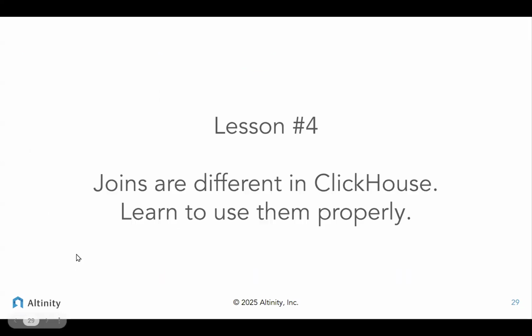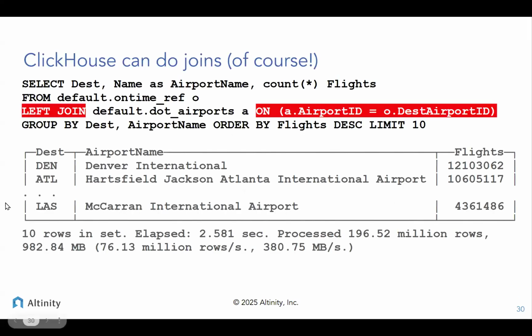Let's go ahead and talk about joins. And for this, I would like to thank one of the folks that signed up for the talk, who mentioned that they want to know more about joins in ClickHouse. It's a great topic because we do sometimes hear that ClickHouse can't do joins. Well, that's not actually true. ClickHouse does joins. It's a SQL database, just like any of them.